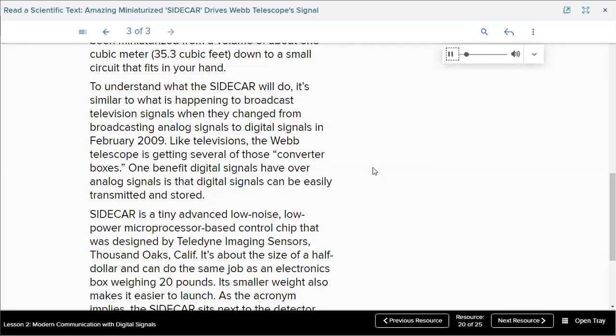To understand what the sidecar will do, it's similar to what happened to broadcast television signals when they changed from broadcasting analog signals to digital signals in February 2009. Like televisions, the Webb telescope is getting several of those converter boxes. One benefit digital signals have over analog signals is that digital signals can be easily transmitted and stored.